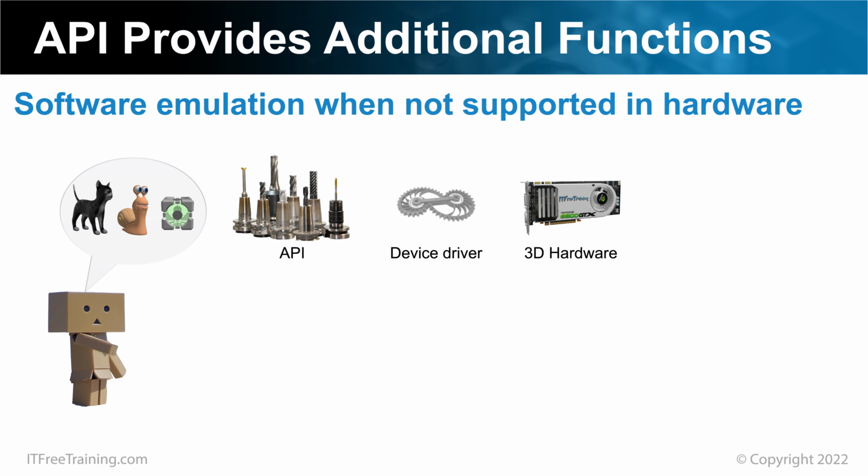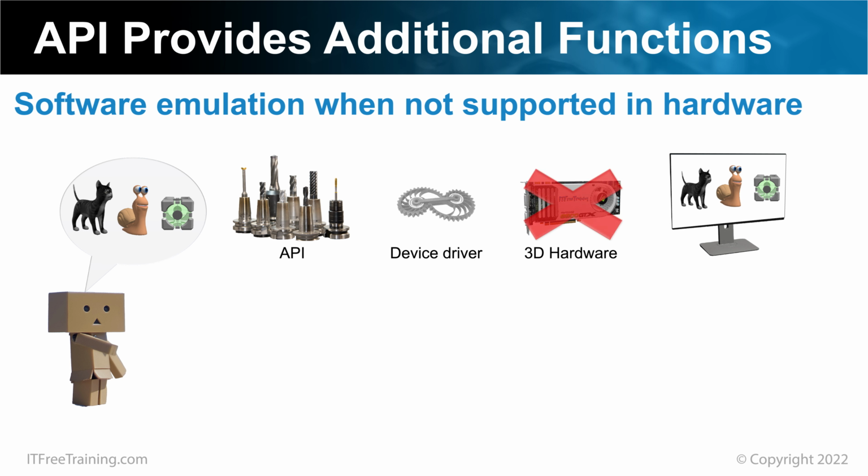The device driver communicates with the video card. The video card in turn displays the image on the monitor. So far, nothing has changed from the previous example. Now let's consider that the video card has failed. It is going to take a few days to get a replacement video card, but the user wants to keep using the application until a replacement arrives.